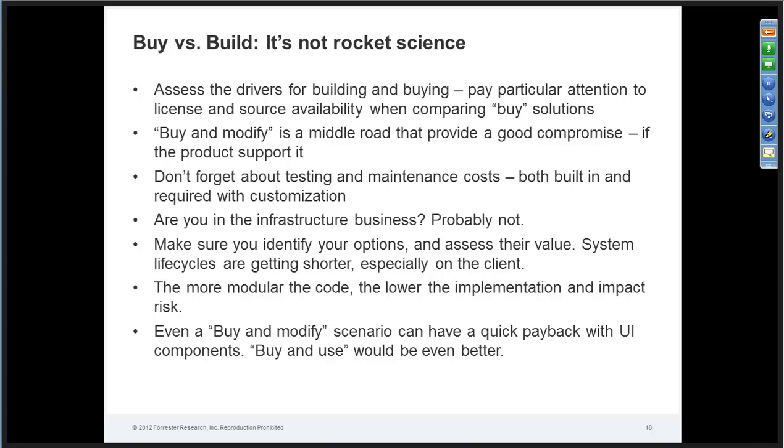And finally, a buy and modify scenario can have a quick payback. Buying used, probably even better. We'd probably be looking at a 2-month payback period instead of a 6-month period, but still nonetheless fairly cut and dry case.